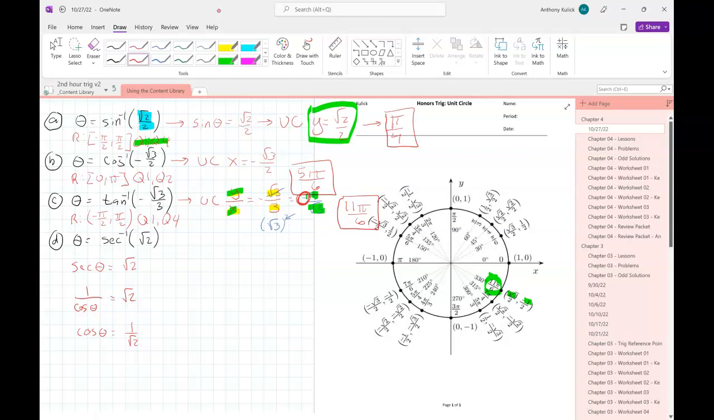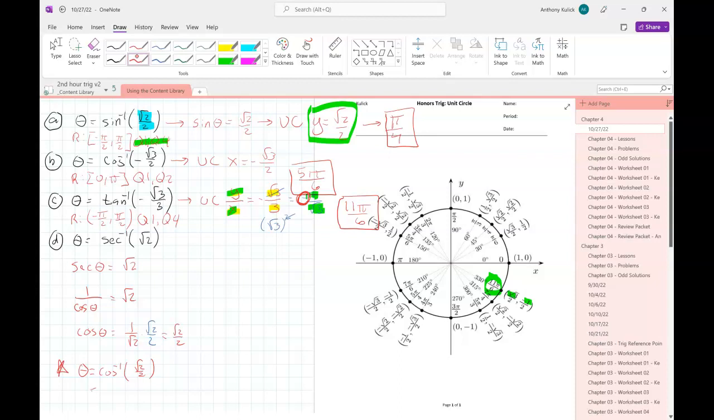Everybody's okay with that? Notice that I could rationalize this denominator. And then I'll end up with something that looks a little bit more unit circle-y. And if I rewrite this now as an inverse, I have a problem that looks just like part B.